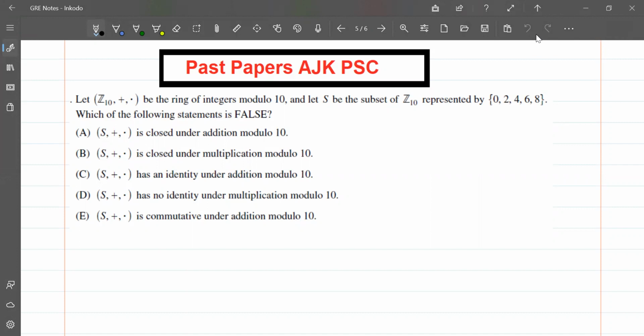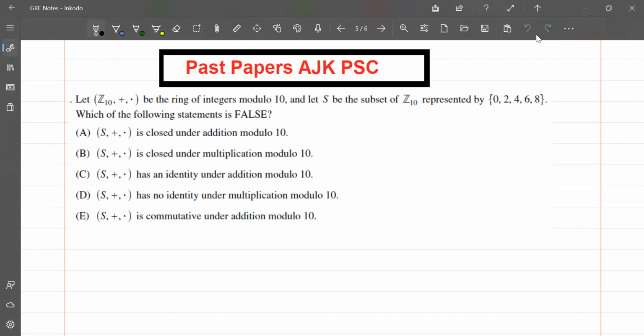Students, today we will solve this question. Let Z10, with plus and dot representing the binary operations of addition and multiplication, be the ring of integers modulo 10, and let S be the subset of Z10 represented by 0, 2, 4, 6, and 8. Which of the following statements is false? So here we choose the statement which is false.